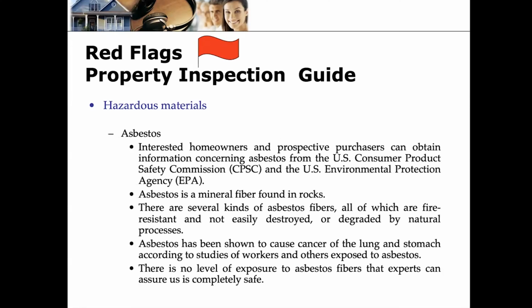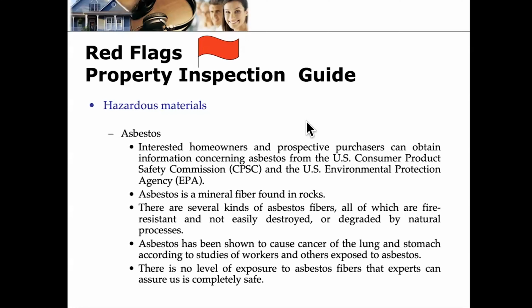Here's something that comes up in homes a lot of times, though: asbestos. Interested homeowners and prospective purchasers can obtain information concerning asbestos from the U.S. Consumer Product Safety Commission and the U.S. Environmental Protection Agency, EPA. This is a comment you may want to put in your report as the first paragraph here. If you suspect there's asbestos, you can tell the client to further evaluate that. And these are areas they can go to learn more about it.